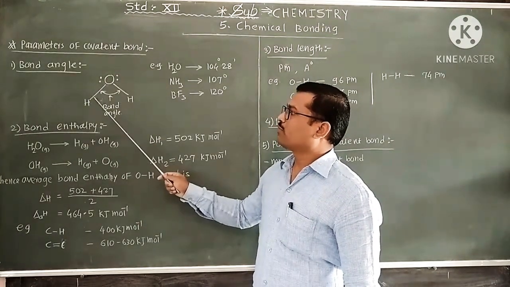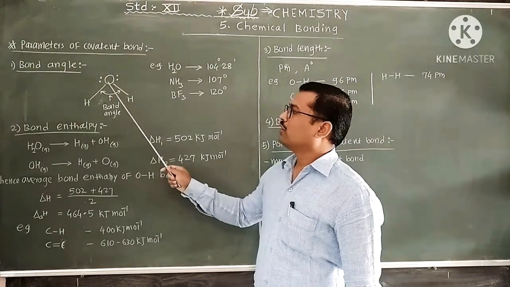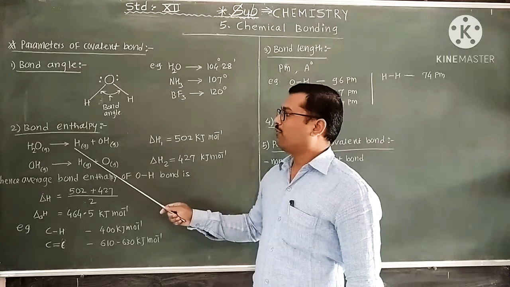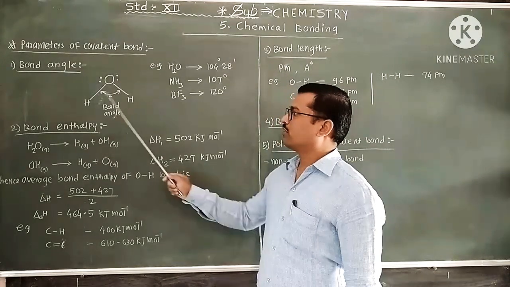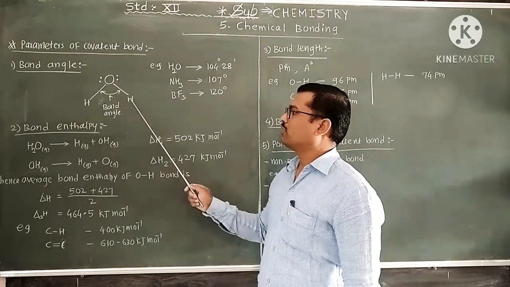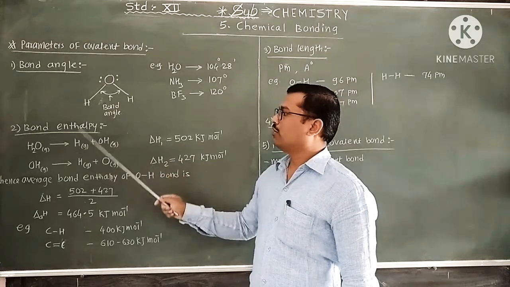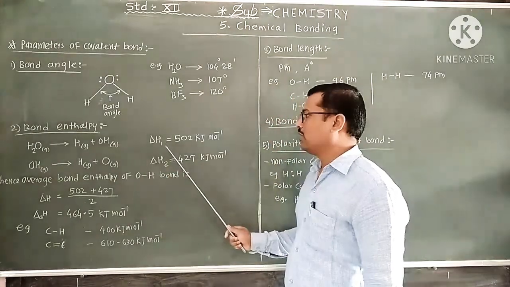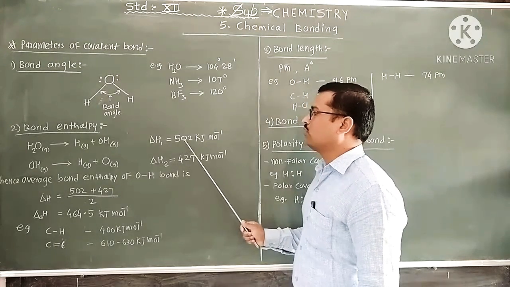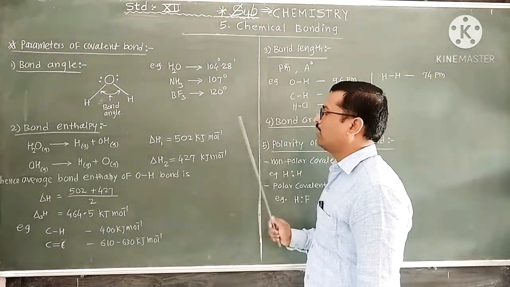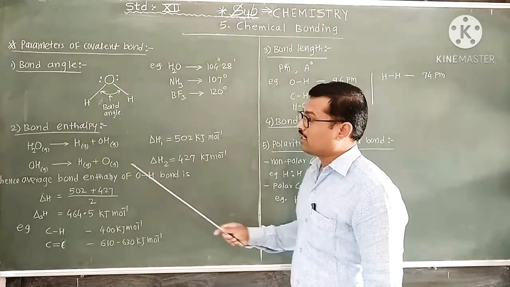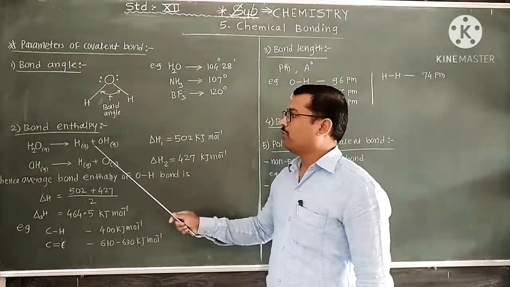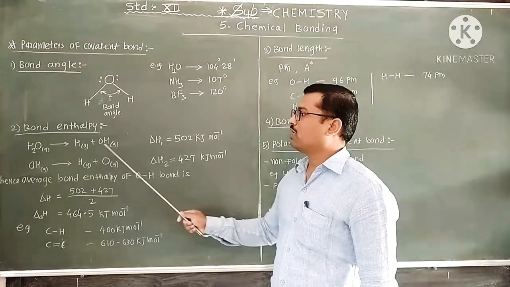Suppose we are breaking this bond or this one. When we break this bond, it forms H and OH. That means they undergo dissociation, and that requires energy. Our bond enthalpy, delta H1, is about 502 kilojoule mole inverse, whereas after dissociation of H2O, it forms H plus OH.